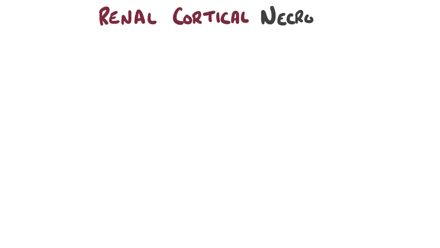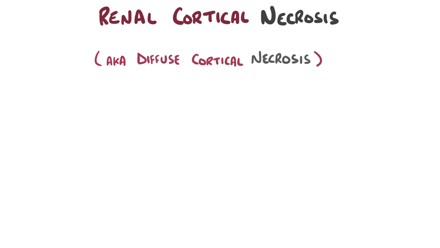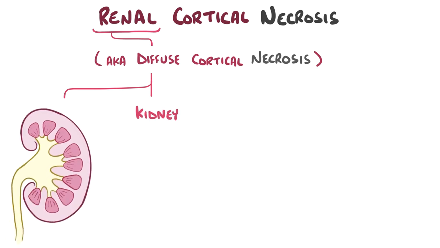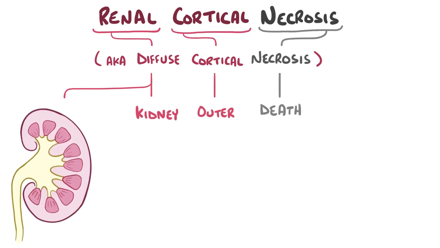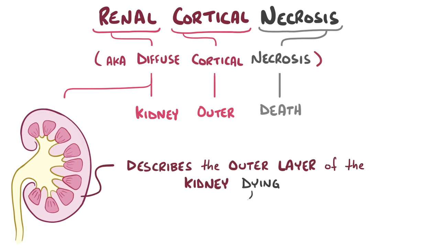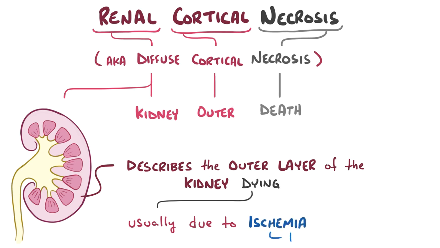Renal cortical necrosis, sometimes called diffuse cortical necrosis, can be explained by the name. Renal refers to the kidneys, cortical refers to the outer layer, and necrosis refers to tissue death. So renal cortical necrosis describes the outer layer of the kidney dying, usually because of ischemia, or lack of blood flow.